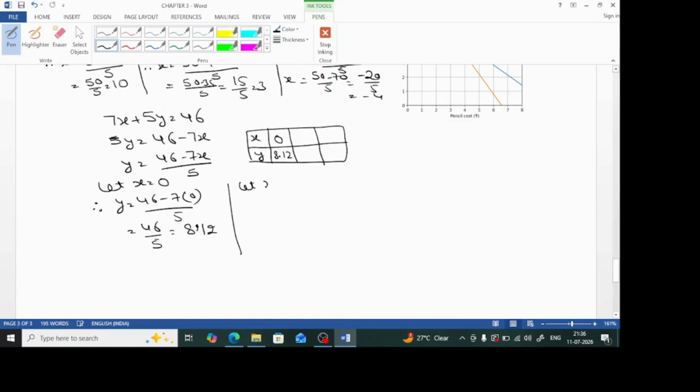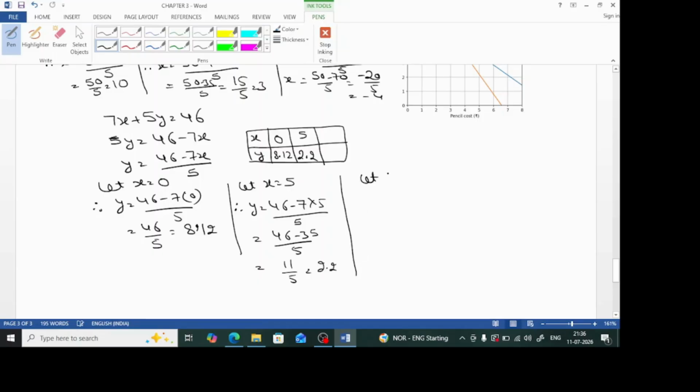Let x is equal to 5. Therefore, y will be 46 minus 7 into 5 divided by 5. 46 minus 35 divided by 5. It will be 11 by 5. It will be 2.2. If our x is 5, y will be 2.2.